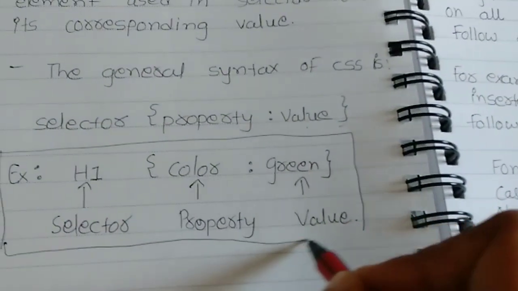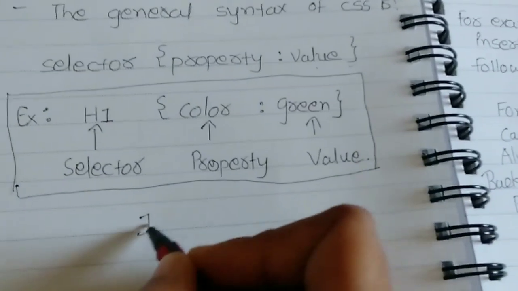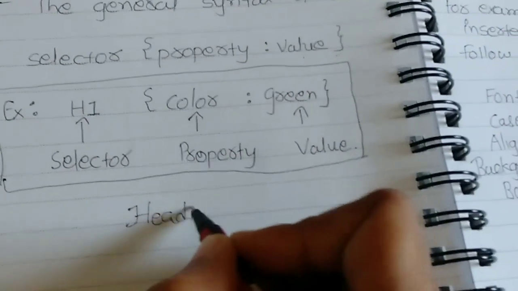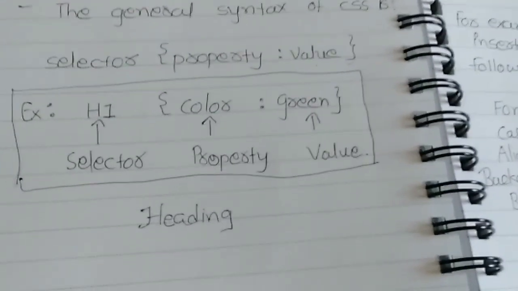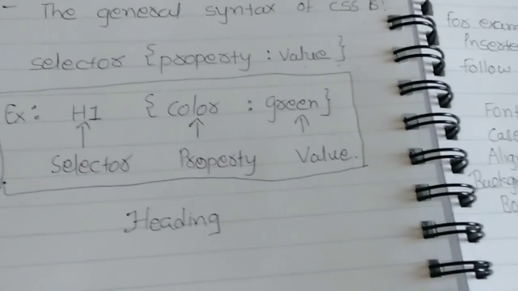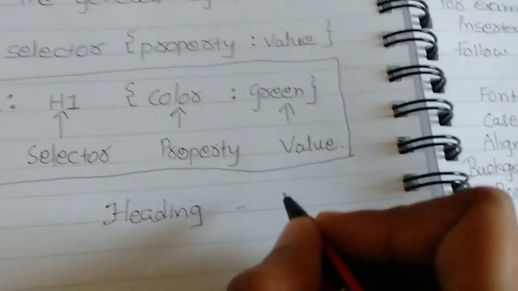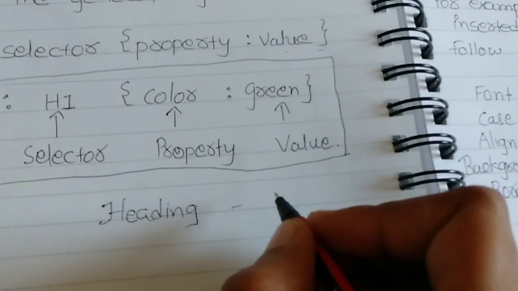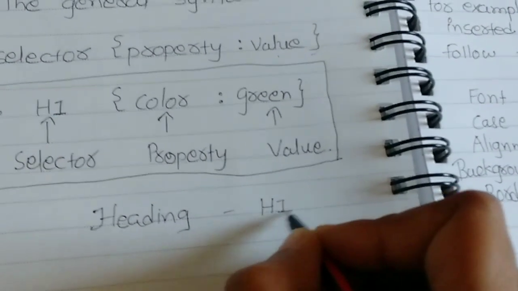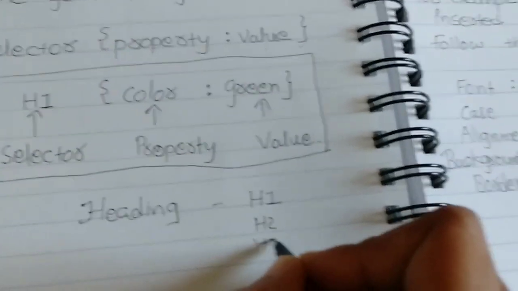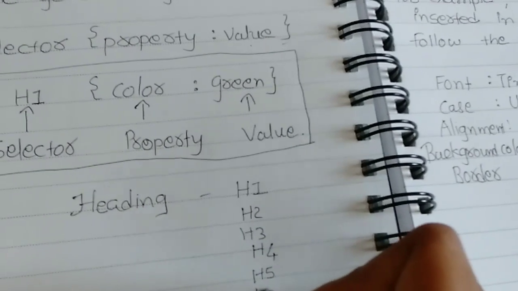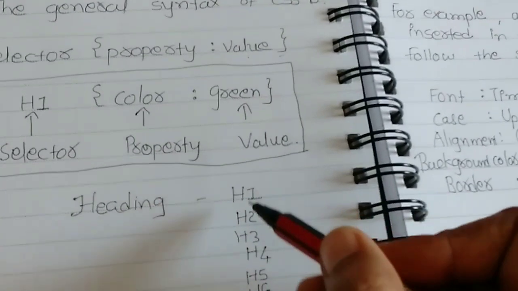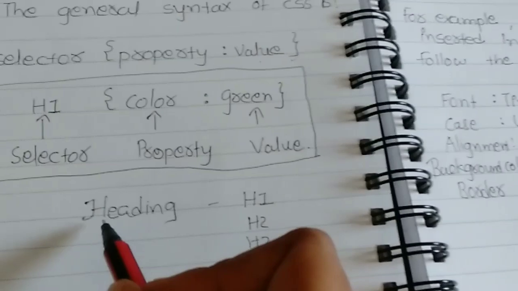In the CSS example, can you see H1? H1 means heading 1. You know about the heading tag in HTML. HTML consists of heading tags, that is heading 1, heading 2, heading 3, heading 4, heading 5, heading 6: H1, H2, H3, H4, H5 and H6. These all tags are known as heading tags.